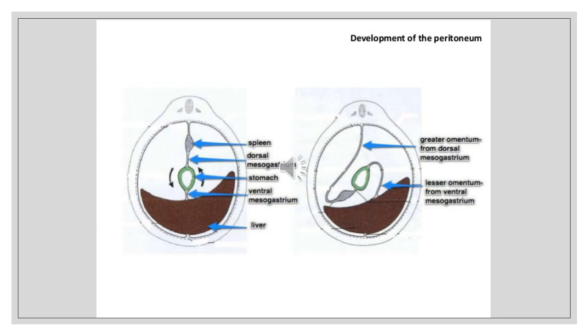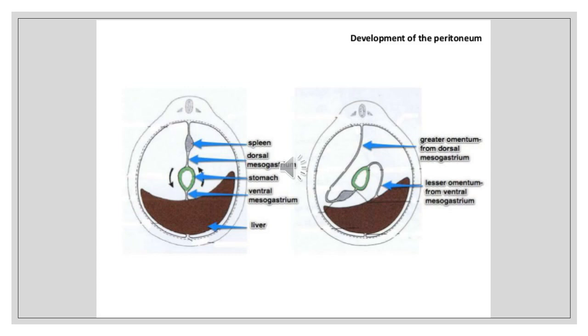When you consider the ventral mesogastrium, it is divided by the developing liver into a ventral part and a dorsal part. The ventral part, seen in front of the developing liver, forms the ligaments of the liver, namely the falciform ligament, the right and left triangular ligaments, and the superior and inferior coronary ligaments.